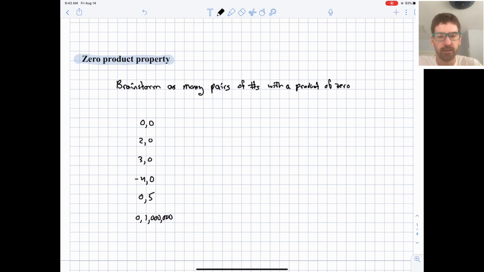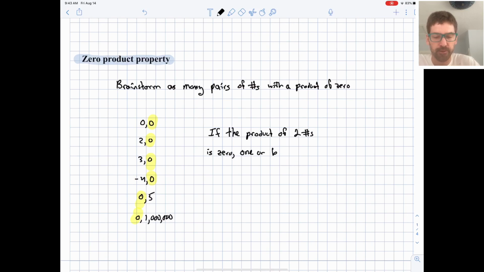You getting the idea? Every single one of those pairs has a 0 in it. This is the zero product property, which says that if two numbers multiply to be 0, one or both of those numbers must be 0. So if the product of two numbers is 0, one or both of those numbers must be 0. There's no other way to do it.